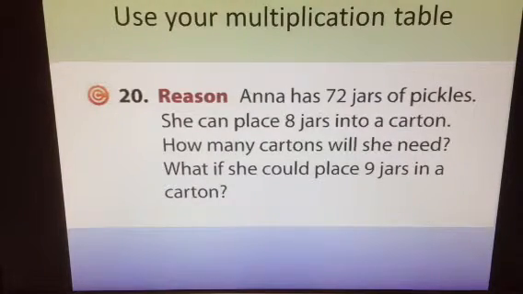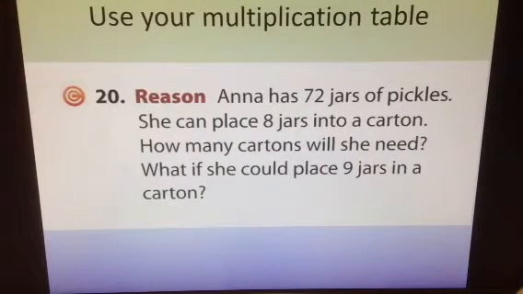Here's one that was difficult for students today. Anna has 72 jars of pickles. She can place 8 jars into a carton. How many cartons will she need? And then the second part of the question, what if she could place 9 jars in a carton?